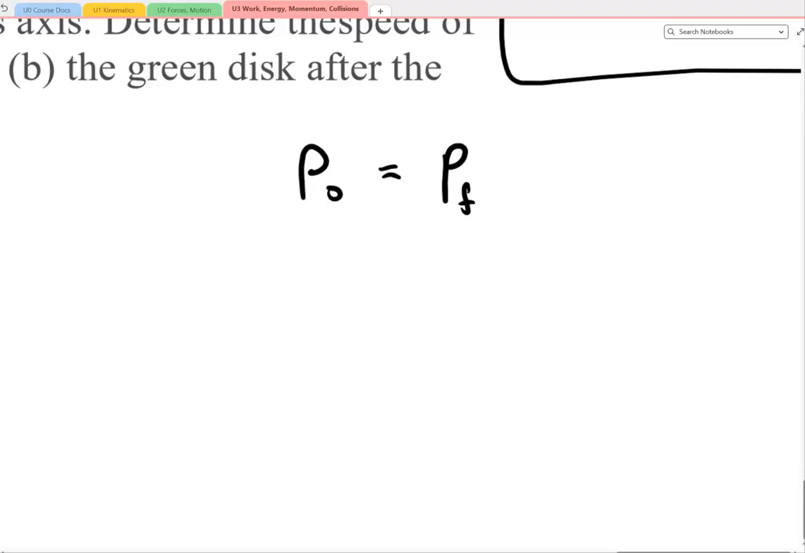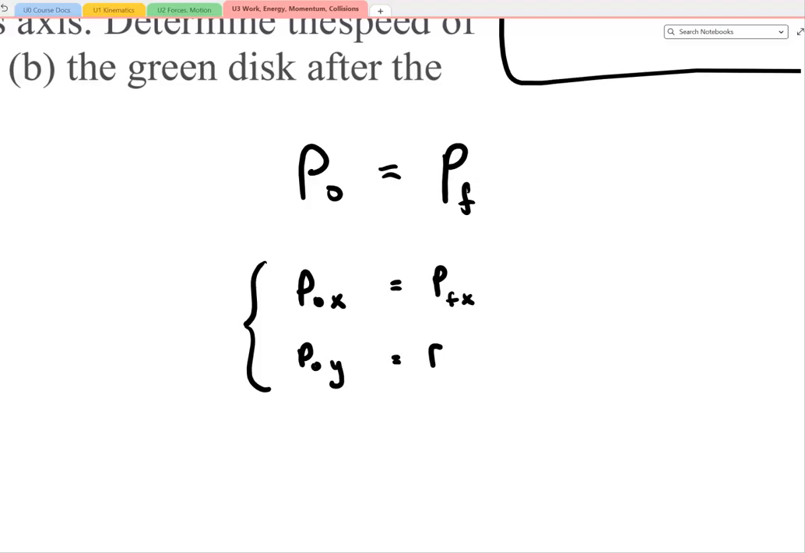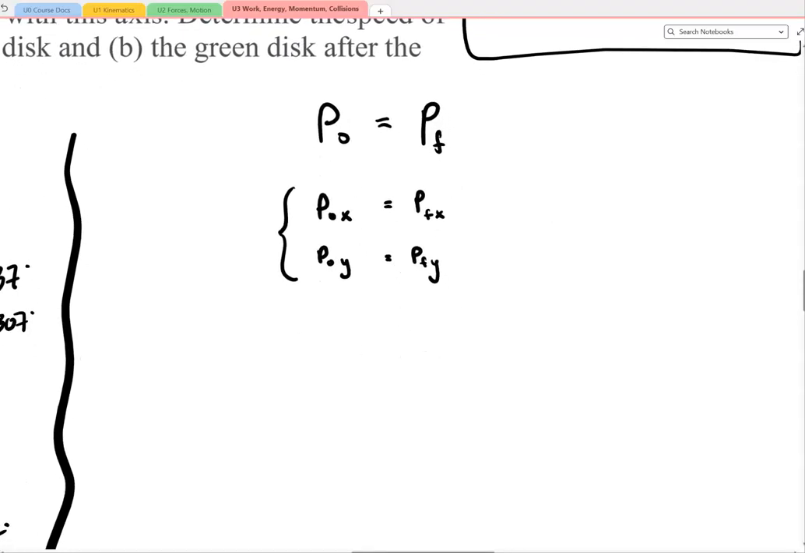So because this is true, we can also state that the momentum in the x direction is equal to the momentum in the x direction at the beginning and end of the event, and similarly in the y direction as well. So momentum initial in the y direction will be equal to the momentum final in the y direction. So that's an assumption that we're working on, which is true if we were to decompose this down to its components.